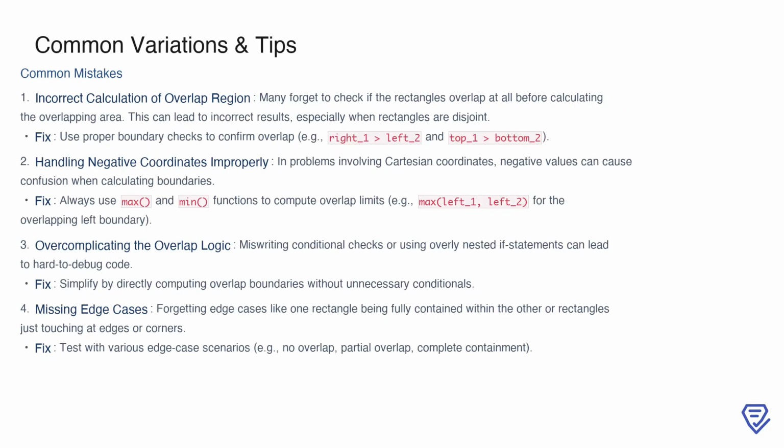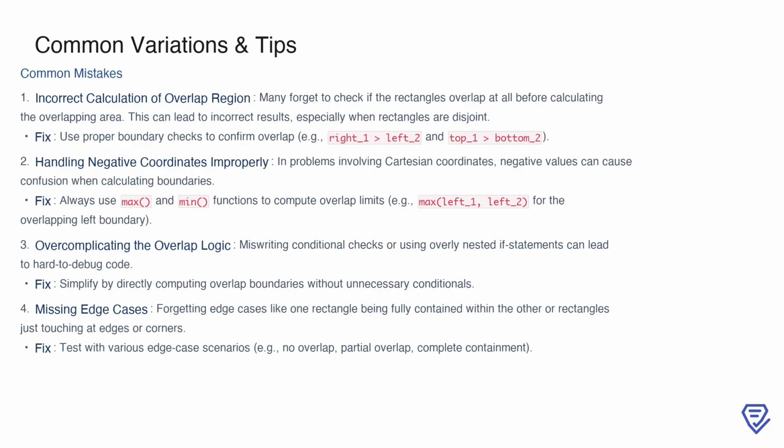One of the most common mistakes when solving the rectangle area problem is incorrectly calculating the overlap region. This usually happens when we forget to first check if the rectangles overlap at all. For instance, if two rectangles are completely disjoint, attempting to calculate an overlap can lead to invalid results. To avoid this, it's critical to use proper boundary checks like confirming that the right side of one rectangle is greater than the left side of the other, and that the top side of one rectangle is higher than the bottom of the other.